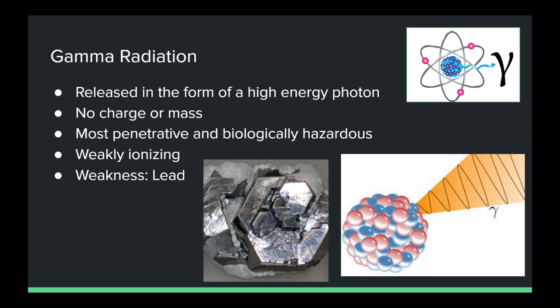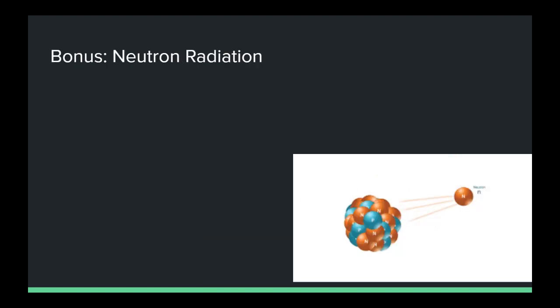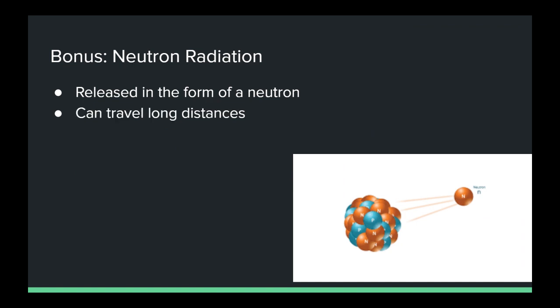The fourth type of nuclear radiation we will discuss is known as neutron radiation. Neutron radiation consists essentially of the emission of a neutron. It can travel long distances because it doesn't interact with atomic electrons as it has no charge.